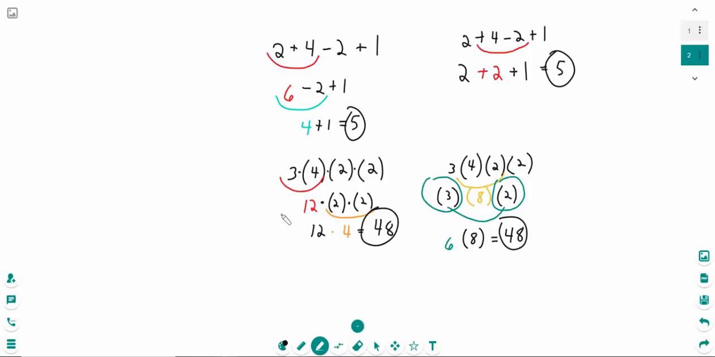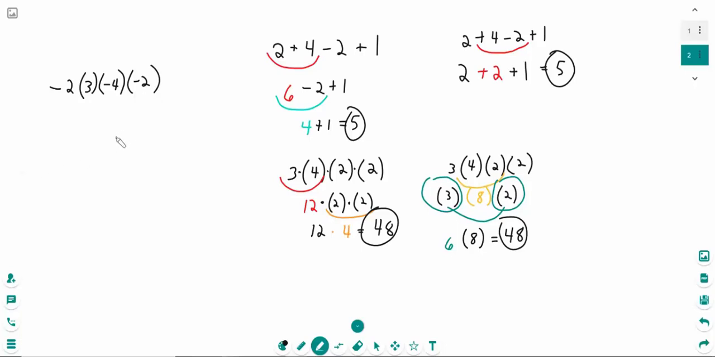All right, let's try another one here, but we're going to throw in a couple of signs just to make it a little bit more challenging maybe. So if we have a negative 2 times a 3 times a negative 4 times a negative 2, right?